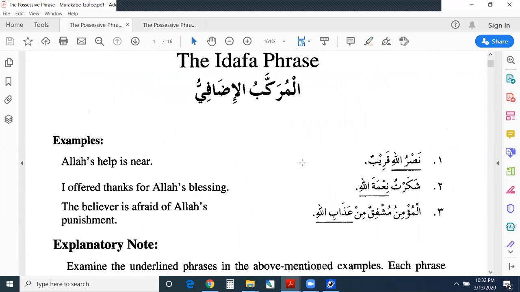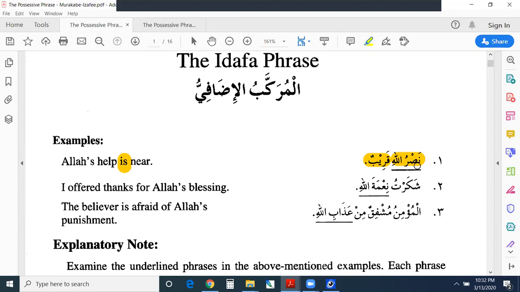So look here. Nasrullahi qareebun. What does this mean? Allah's help is near, right? So what is the mudaf ilay here? Can somebody guide me? Allahi. Allah is what? Mudaf ilay. And Nasru? Mudaf. So this whole thing is Murakkab Izafi, correct? And what are we saying? Qareebun means near. Do we see a verb in here? No. So is this a sentence? Yes. Is it starting with a noun? Yes. So is it a Jumla Ismiya or Jumla Fi'liya? Ismiya. Jumla Ismiya. Very good job.